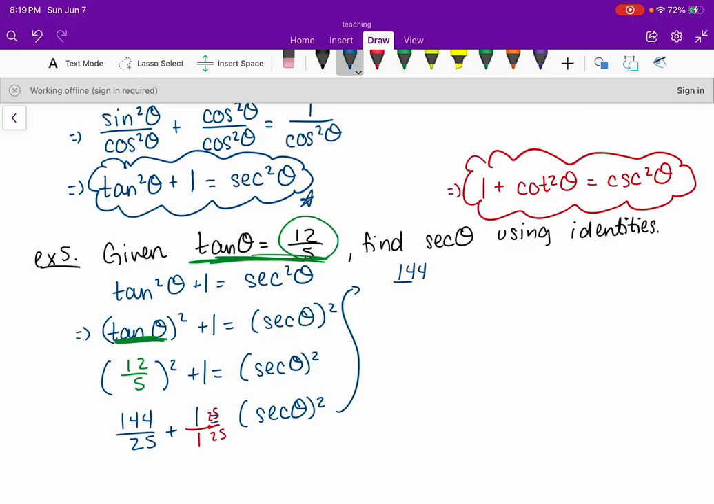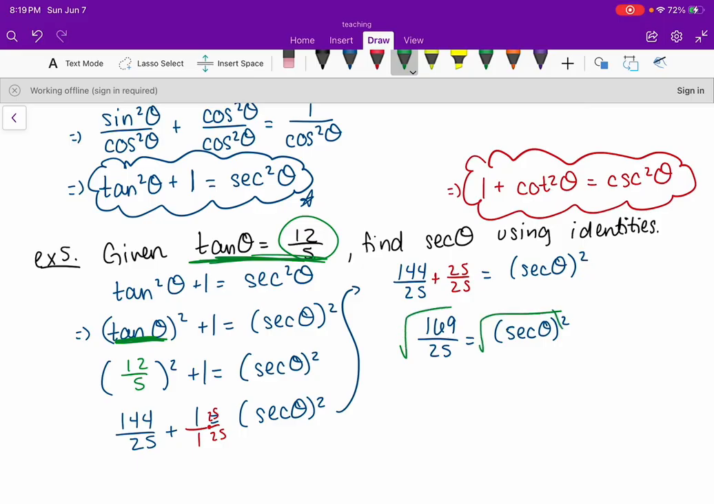I get 144 over 25 plus 25 over 25 equals secant theta all squared. Add this together, I get 169 over 25 equals secant theta all squared. Take a square root of both sides. I'm left with 13 over 5 equals secant theta. Now again, this could involve some positives or negatives, but that would depend on maybe if it was in a different quadrant, which I'm not really talking about in this section. I'll talk about it in our next section, what happens if we go to different quadrants.